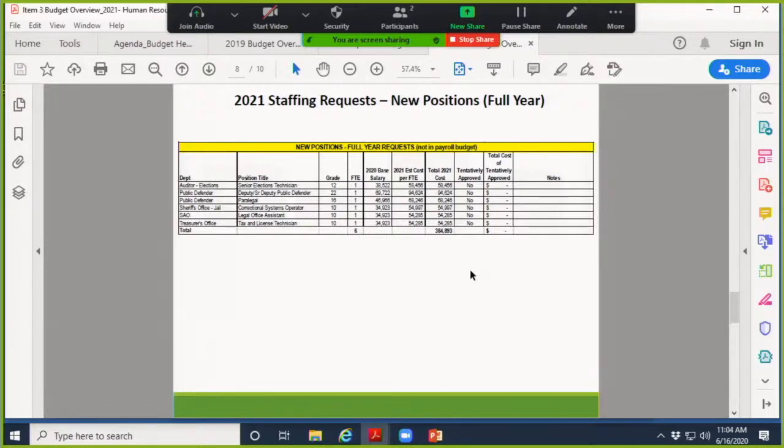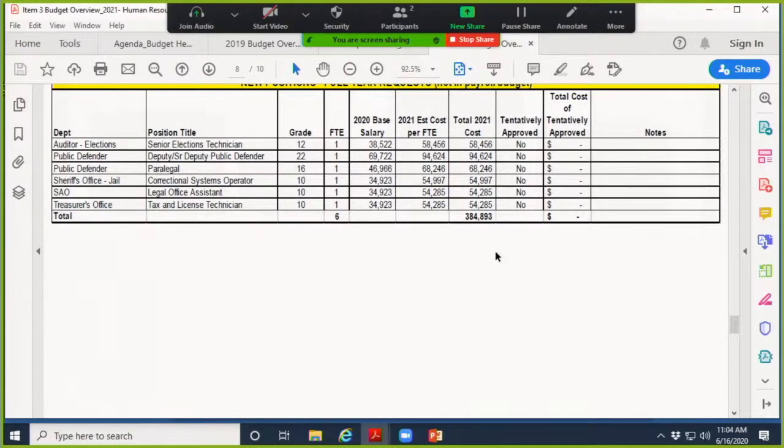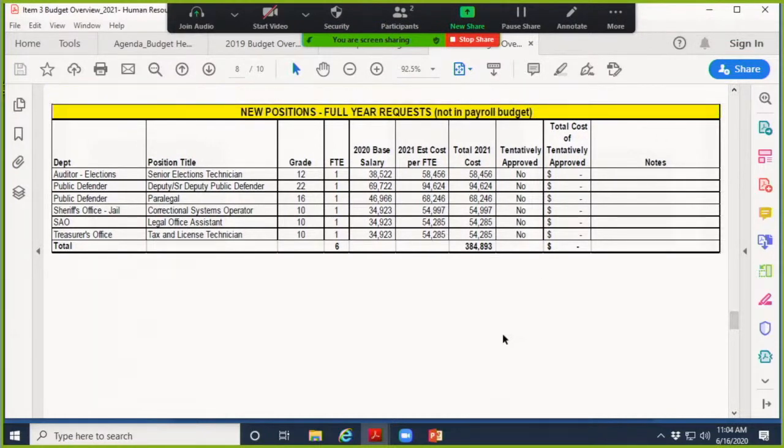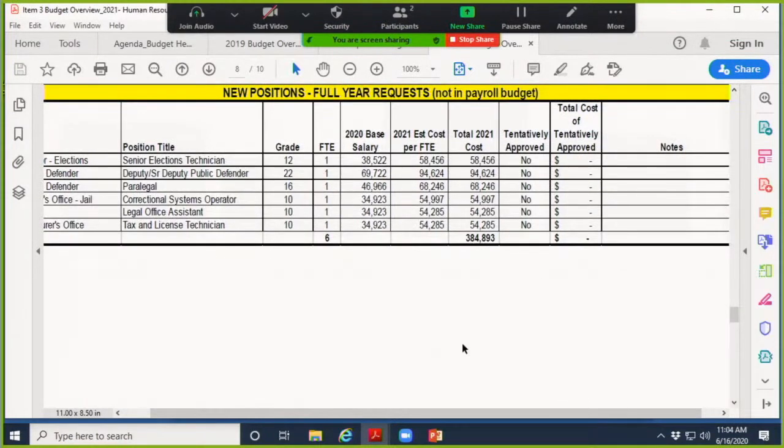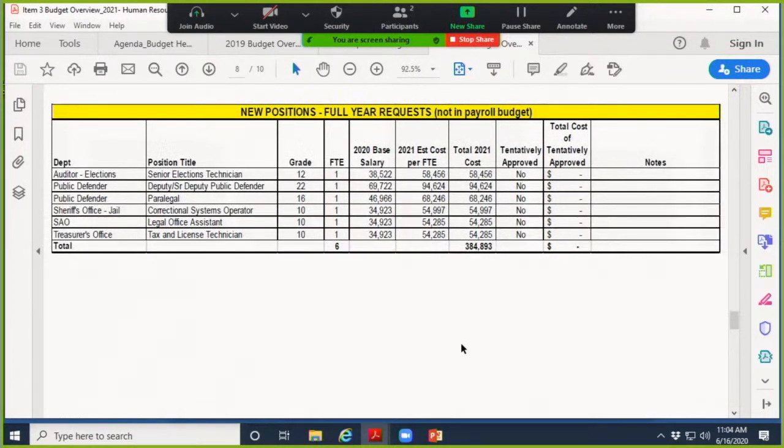Madam Chair, looking at the new positions, I don't want any of them except for the sheriff's office one possibly. I don't see, again, as we talked yesterday, the auditor has no election coming up. The other offices, as they expand, I don't really see that they need this urgently, and I think, let's see if we can get by.